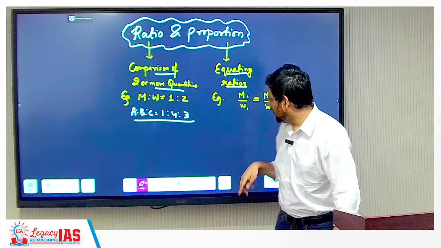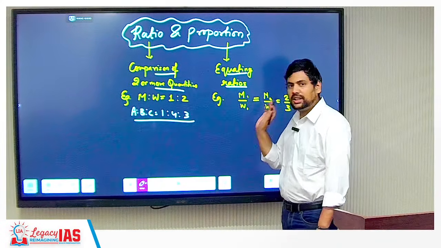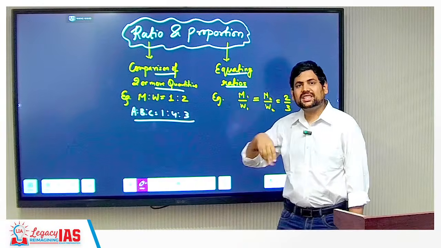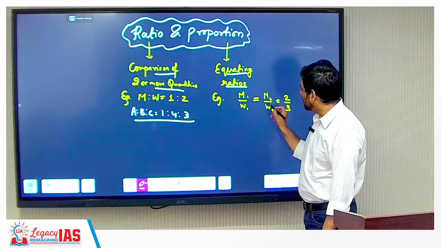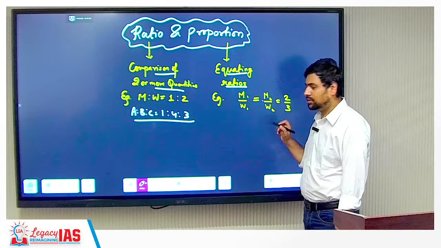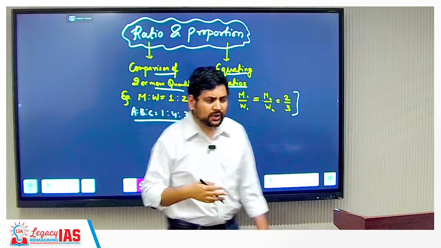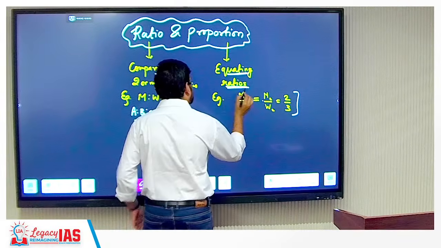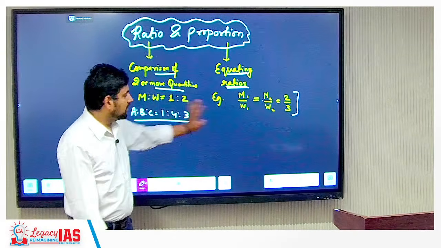Now, proportion is equating these ratios. For example, the milk that I get from my milkman, the ratio of milk and water, M1 by W1, is the same as what you get from your other milkman, so this becomes equal to M2 by W2. Now this ratio, I tell you, is 2:3. So you are essentially equating ratios. This is proportion. So this is ratio, this is proportion.